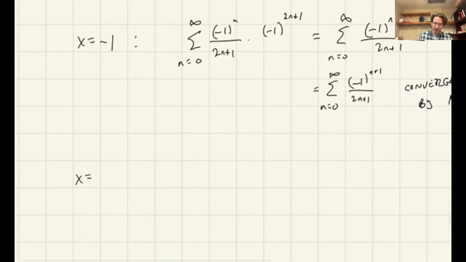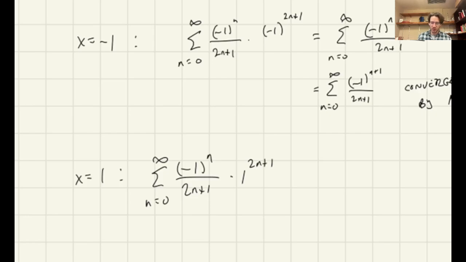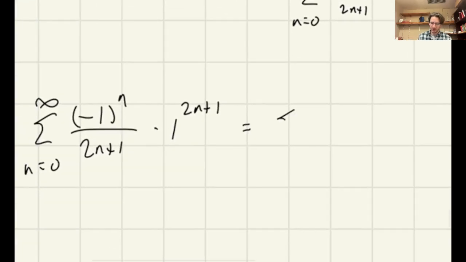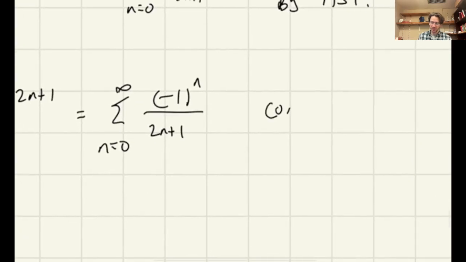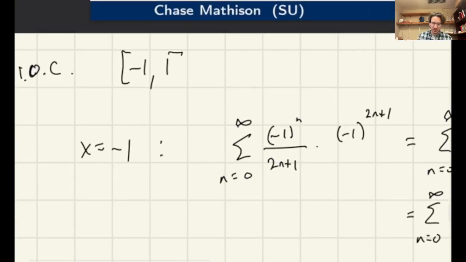Let's check at x equals plus 1. The sum n equals 0 to infinity of minus 1 to the n over 2n plus 1 times plus 1 to the 2n plus 1. But that's just 1, that 1 to the 2n plus 1. So this gives me the sum n equals 0 to infinity of minus 1 to the n over 2n plus 1. And that converges by, that's right, the alternating series test. Okay, so this is an interval of convergence that has both endpoints included. It's a closed interval of convergence.